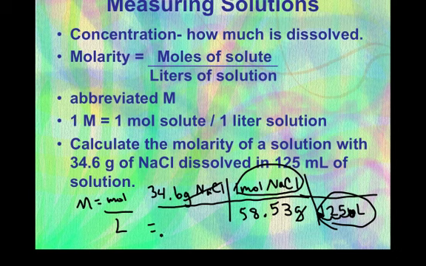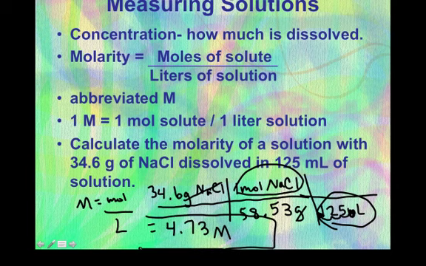34.6 divided by 58.53, and then we'll divide that quotient by 0.125. So I get a molarity here of 4.729. How many sig figs? Looks like 3 sig figs. So 4.73 molar sodium chloride. Put your answer in a box, please. And that's how we do it. That's not so bad. Moles.